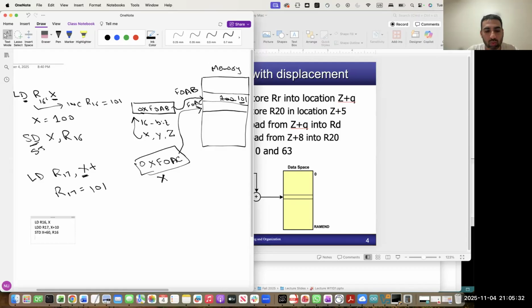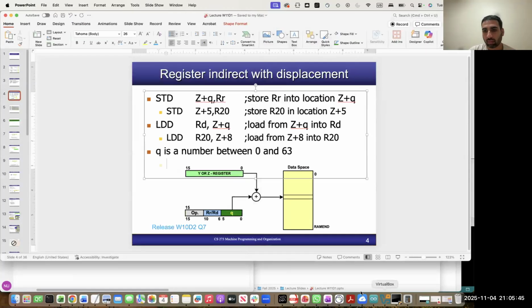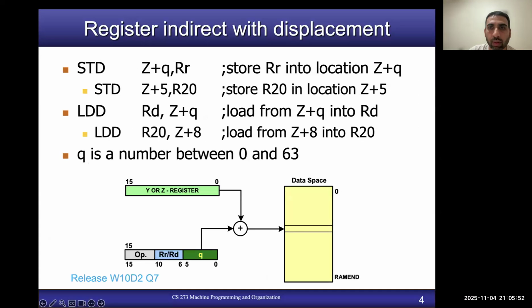And what is wrong with the last one? Again, you need to do store with displacement, X plus 10 or 17. Okay. Any questions?